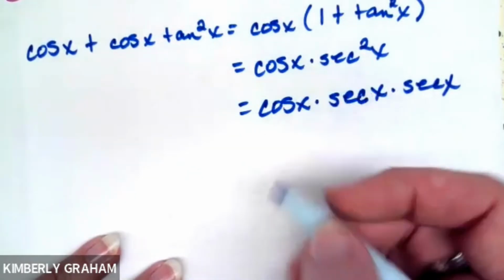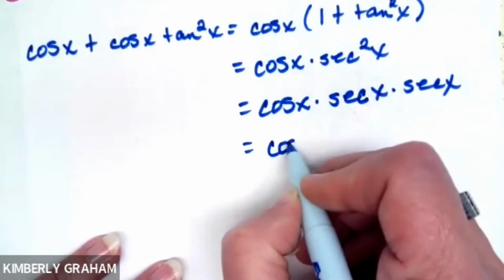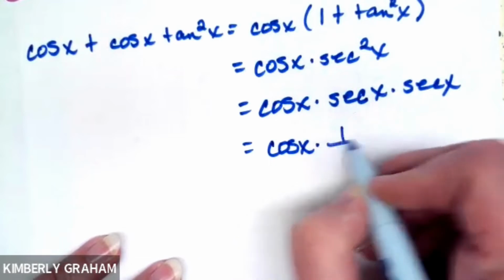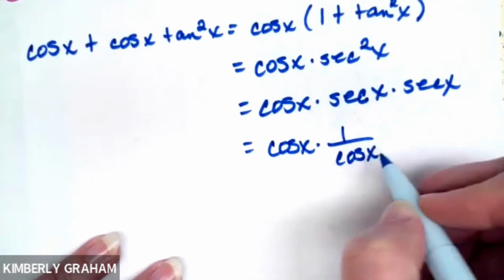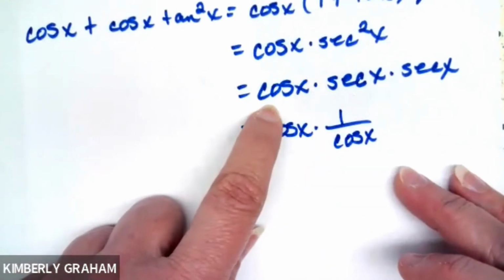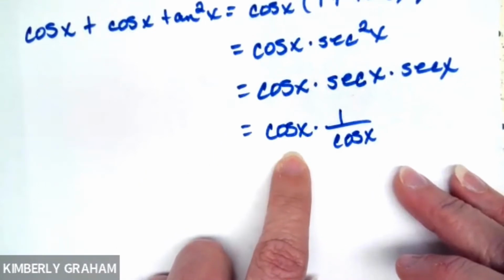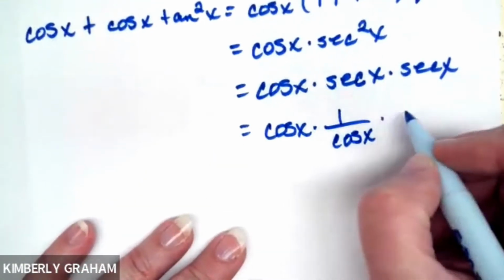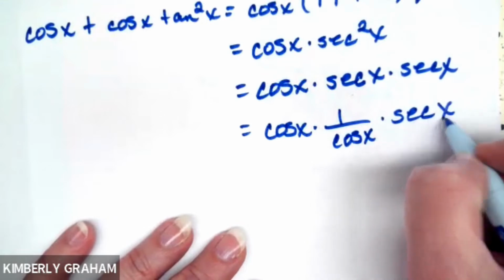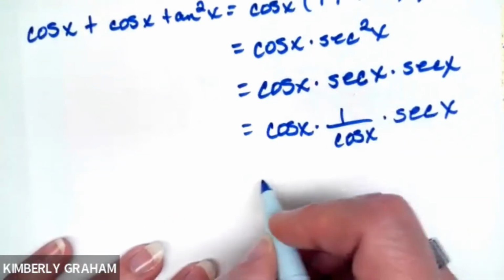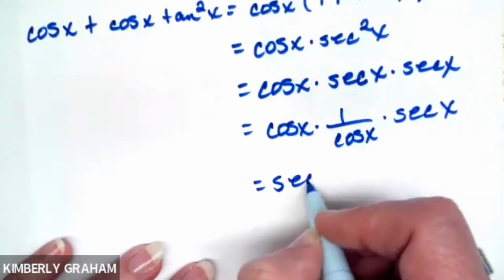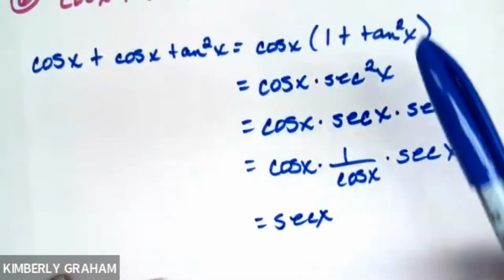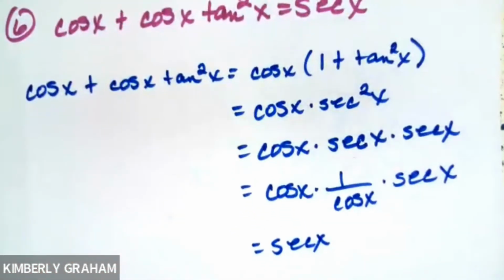And then I'm going to replace this secant as 1 over cosine. Now I could have replaced cosine as 1 over secant. It doesn't matter. There's more than one way to do this problem. So this cancels out and I'm left with secant x, which is what I was supposed to be left with. Any questions with that problem?